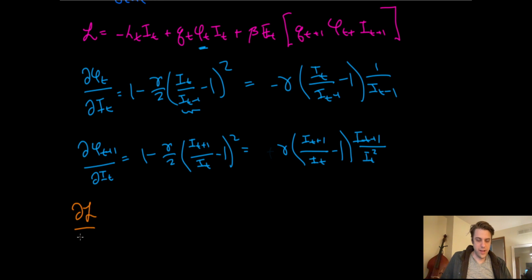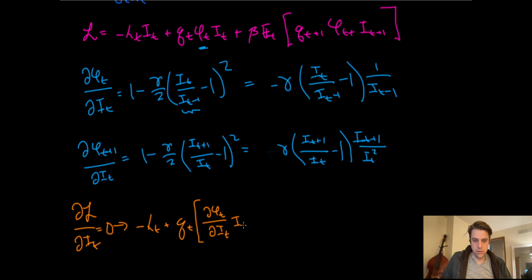Let's take the derivative of L with respect to i_t and set it equal to 0, which will give us minus lambda_t plus q_t. And now we have a product rule. So I'm going to start symbolically. I'll just write the derivative of phi_t with respect to i_t. So left d right, and then right d left. So we'll just have phi_t, and the derivative of i_t with respect to i_t is just 1, right?